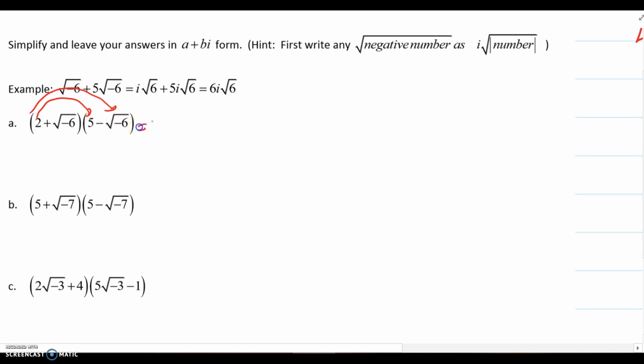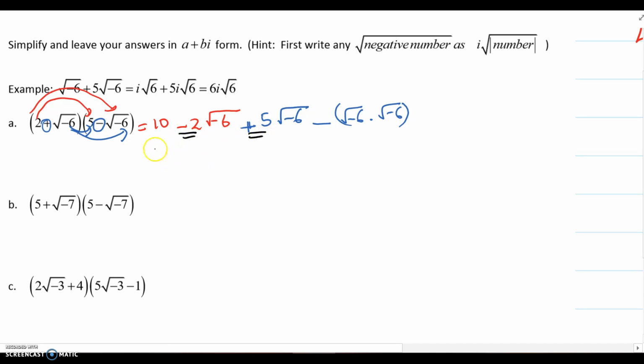So 2 times 5, that's 10. 2 times negative square root of negative 6 will be negative 2 square root of negative 6. First, I'm going to keep it that way. Then plus 5 times square root of negative 6, and positive times negative will be negative square root of negative 6 times square root of negative 6. First let's do the addition here. Negative 2 plus 5 gives us 3, and we have our 10 here.